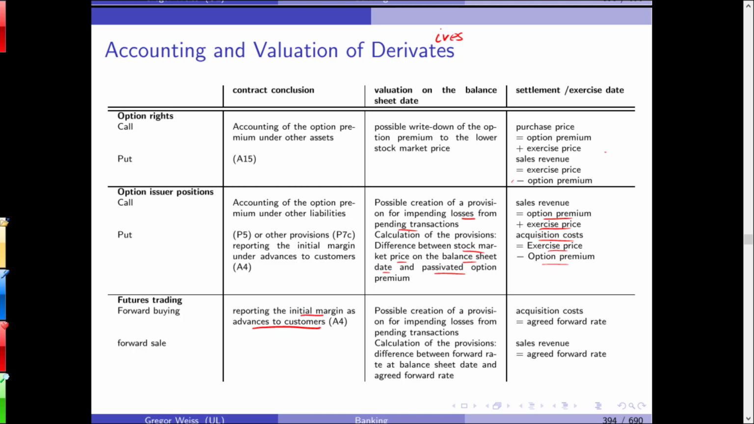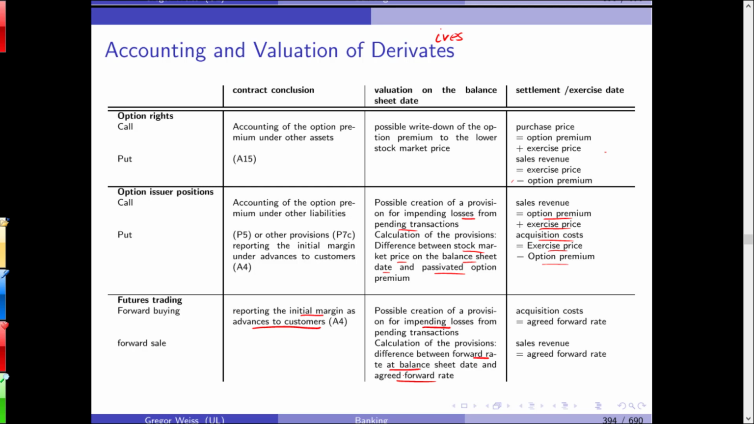You might be forced to create a provision in the case you have impending losses from your future contract or forward contract. How do you calculate this provision? You take the difference between the forward rate at the balance sheet date and the agreed upon forward rate. This is quite natural because this difference reflects what you have currently lost on your forward or future contract if the contract were to be settled right now.